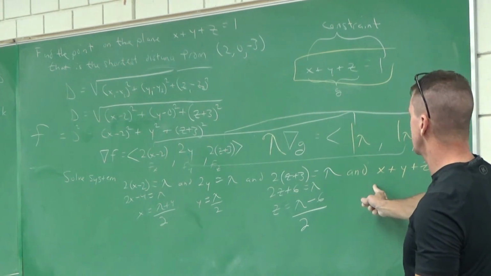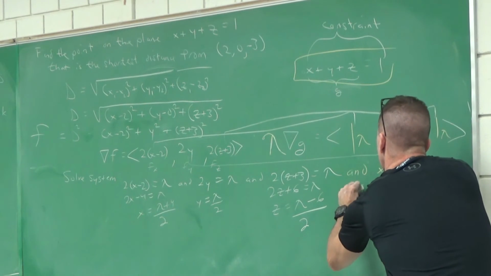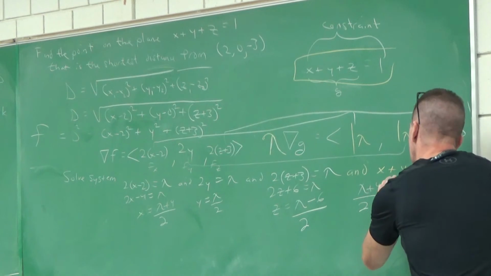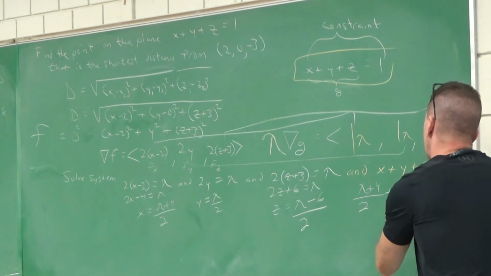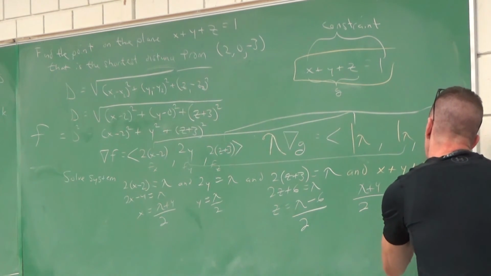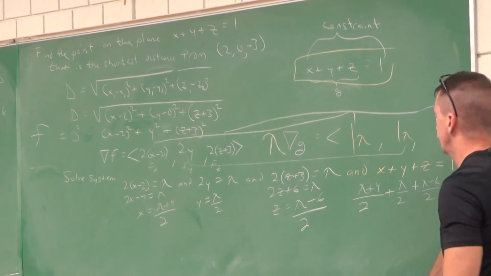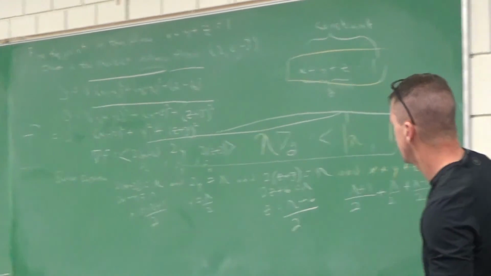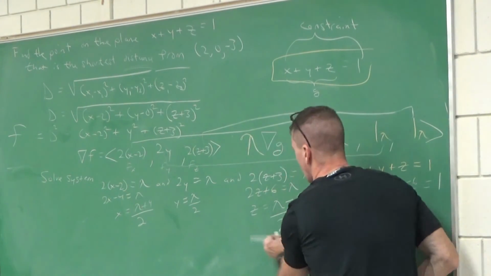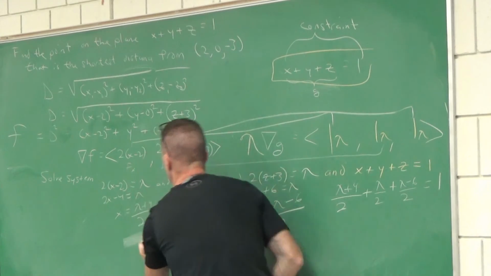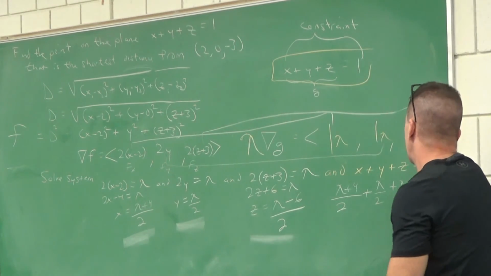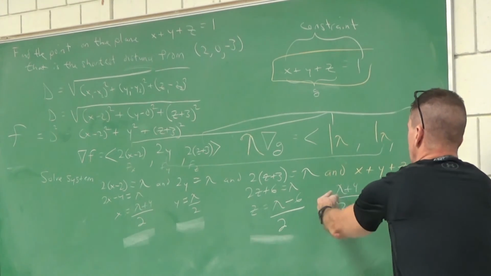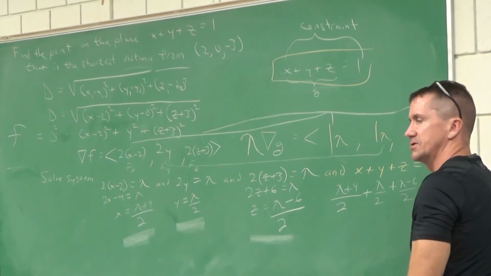You ready to jam it in here? Lambda plus 4 over 2 plus lambda over 2 plus lambda minus 6 over 2 equals 1. Boy, we solve that, get lambda, we're going to have this thing solved. We'll plug it back into this. Got them right here. All we need is lambda. You want to multiply 2 on both sides, and then get your like terms.